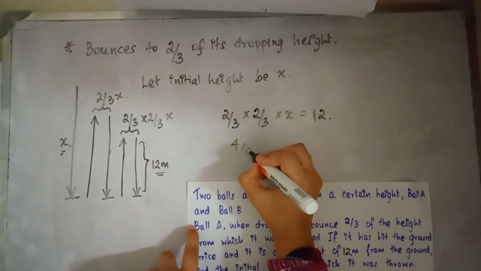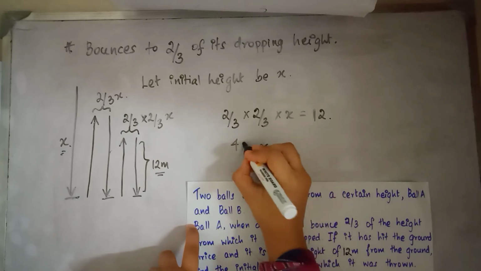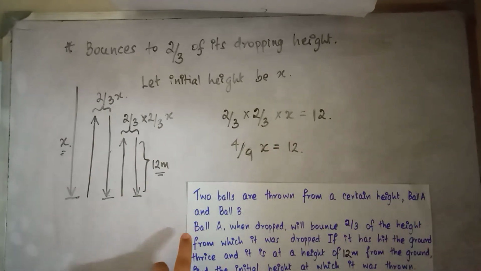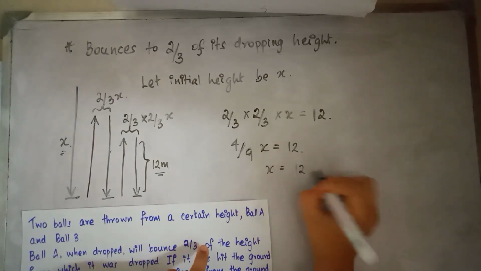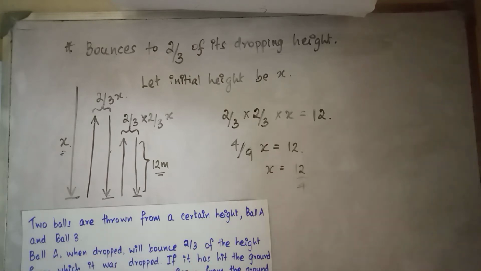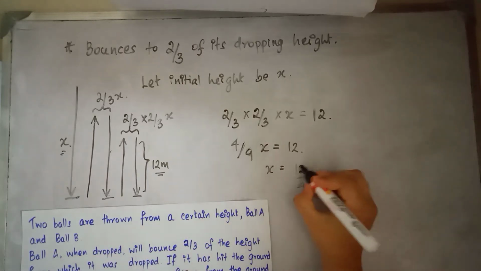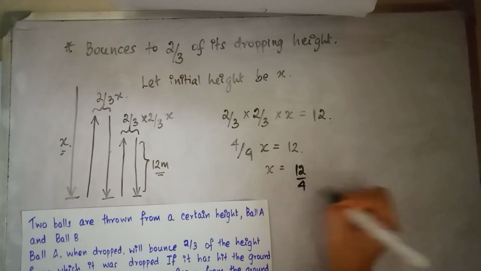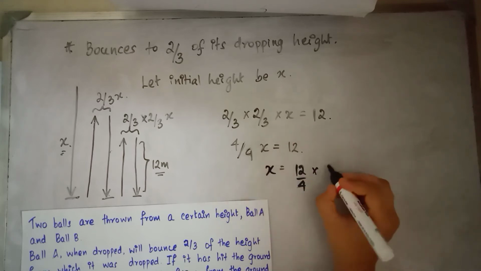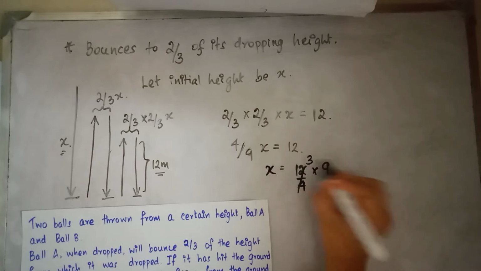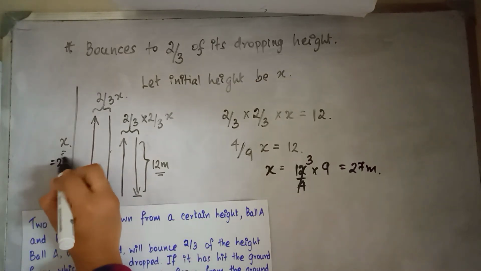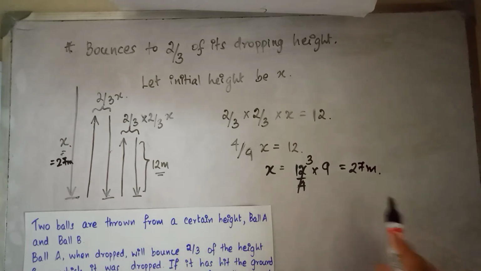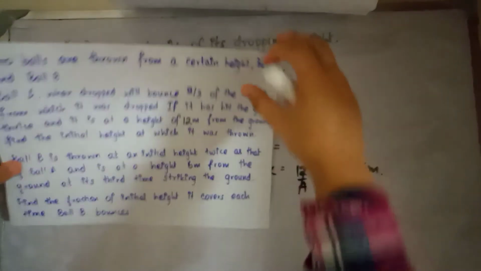This is 4/9 x is equal to 12. On taking it to this side, we have x is equal to 12 by 4, into 9, and this is equal to 3, so we have 27 meters. So what is the initial height? The initial height is 27 meters. Now that we have found out for ball A, let's look at ball B.